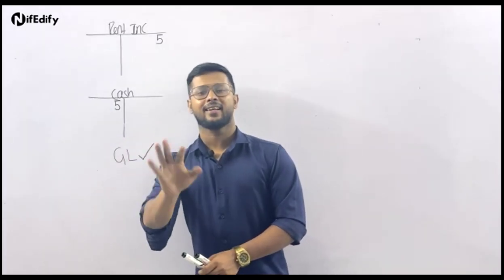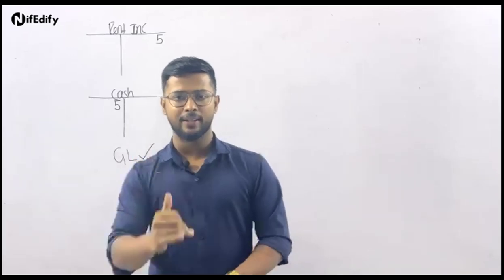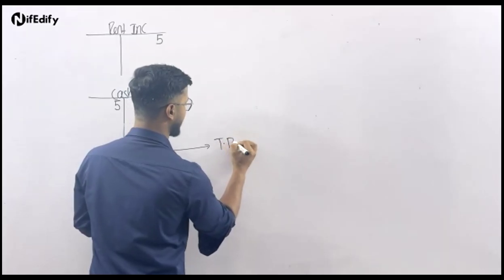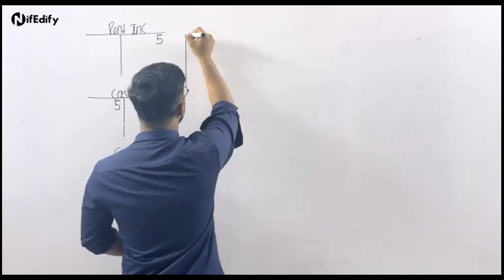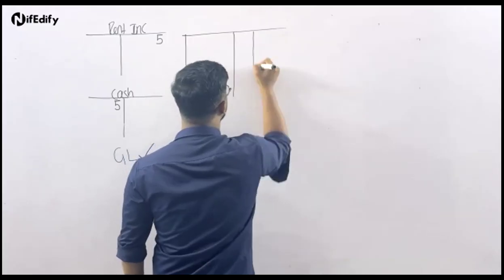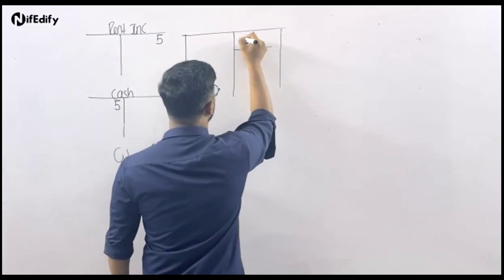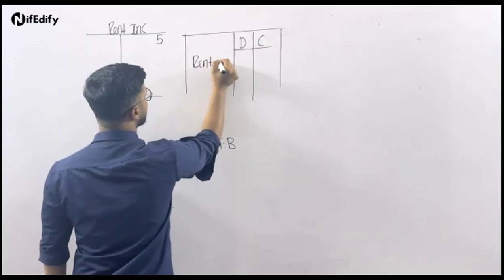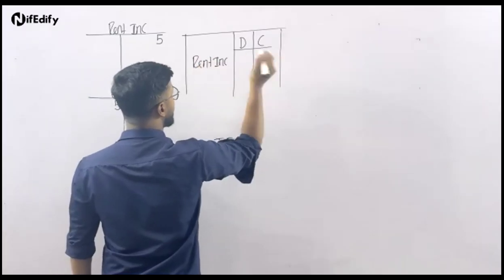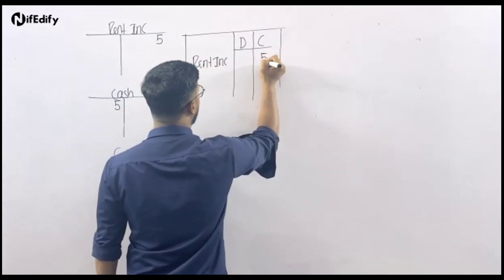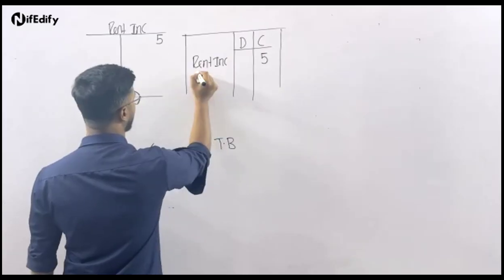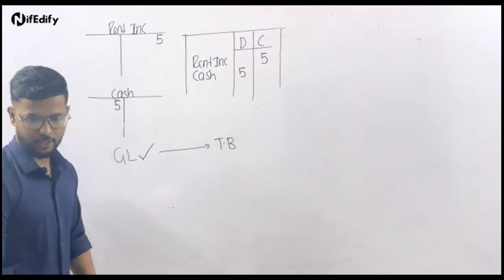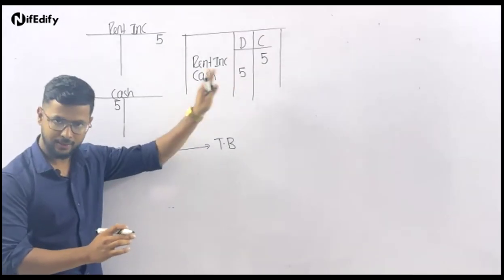Problem is there with the TB. When we transfer this to the TB, it should look like this. Rent income should be reflected in the credit side. Cash should be reflected in the debit side. Isn't that true? This is the correct TB.